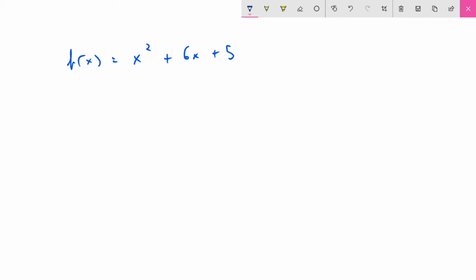You should know how to solve when you have something like 3x plus 5 equals 0. You subtract 5 from both sides, then you divide by 3, and you'd have your answer. But do you know how to solve for x when you have a quadratic function such as this? Maybe not. So this is what we need to do.